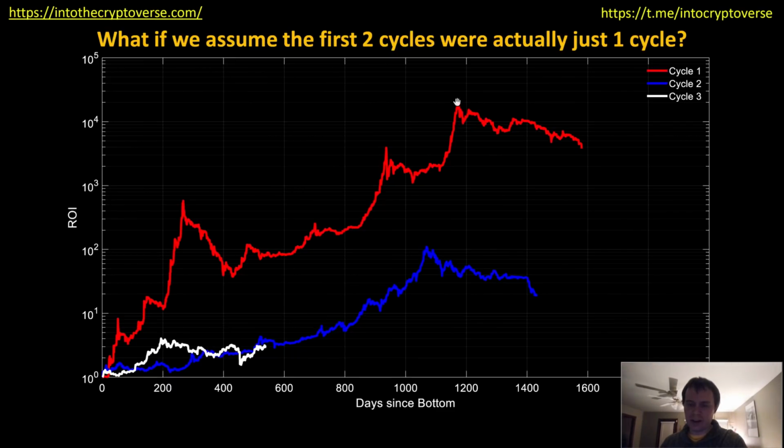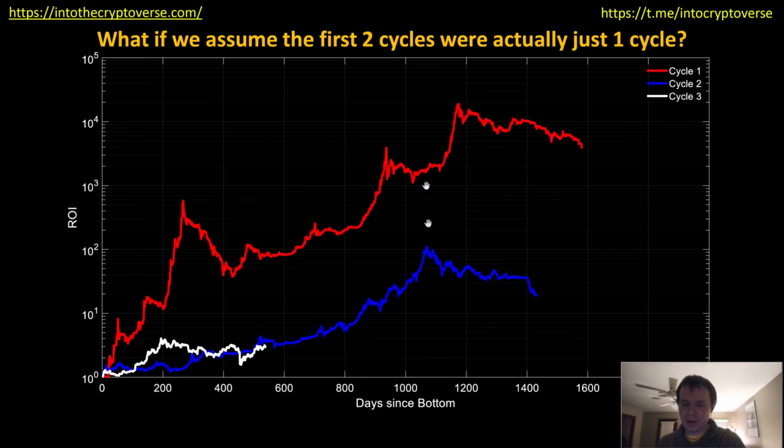Now, if this were the case, then the first cycle would have taken around 1,200 days, the second one around 1,050 days, and the third one would be essentially at this point right here. One of the things that would be somewhat discouraging of this view would be the fact that our first market cycle ROI would have been 10 to the fourth. So this is 100, 1,000, 10,000. So actually 2 times 10 to the fourth. So your ROI from the market cycle bottom would have been 20,000x. The next cycle, your ROI from the market cycle bottom would have only been 100x. So we would have gone from 20,000x to 100x.